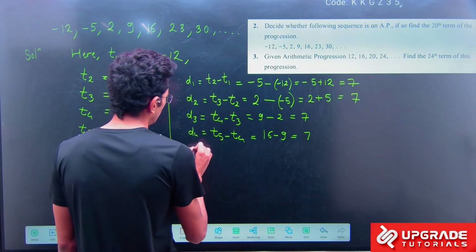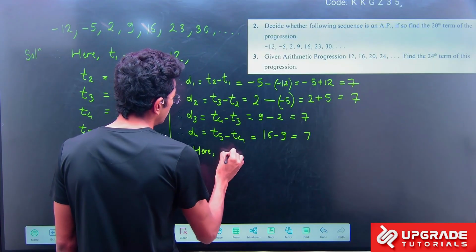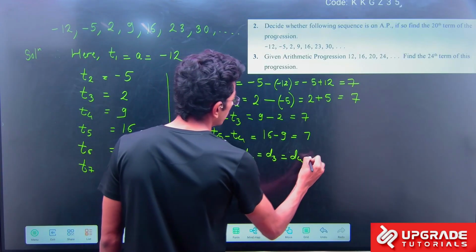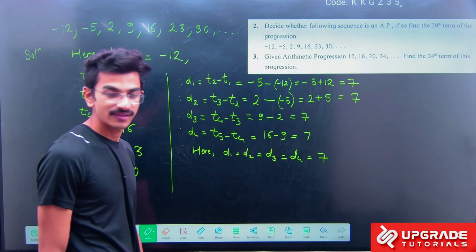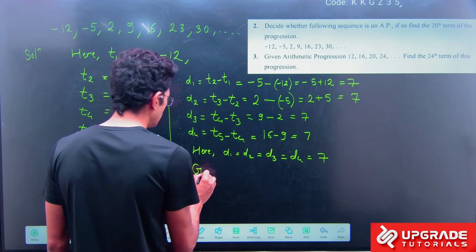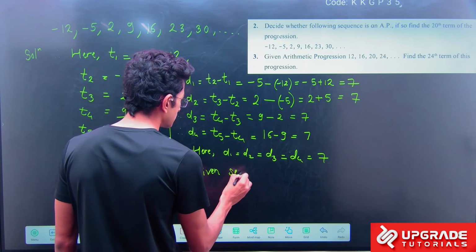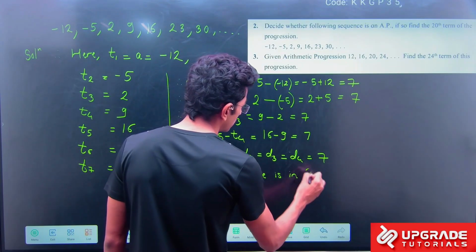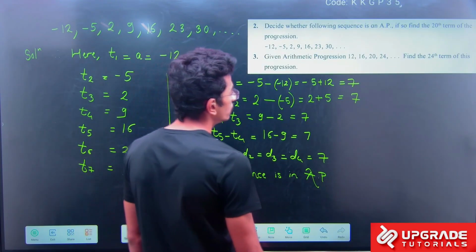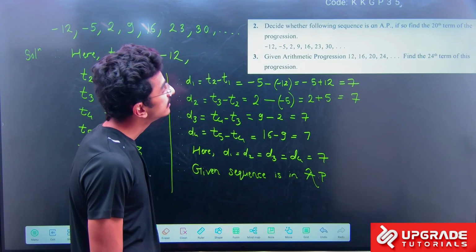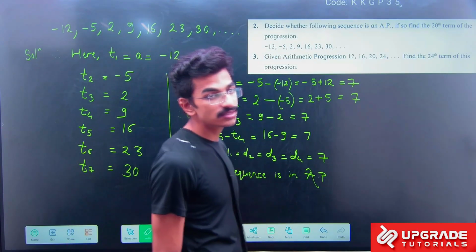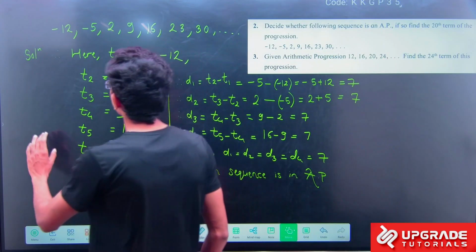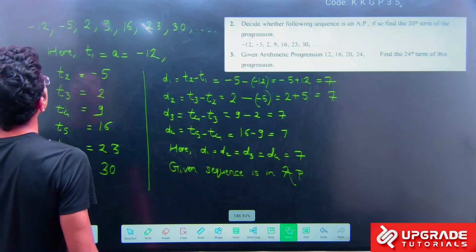Therefore, here D1 equal to D2 equal to D3 equal to D4, which is equal to 7. Therefore, the given sequence is in arithmetic progression. So again they have asked us to find the 20th term of the sequence. Okay, now how will you find the 20th term of the sequence?